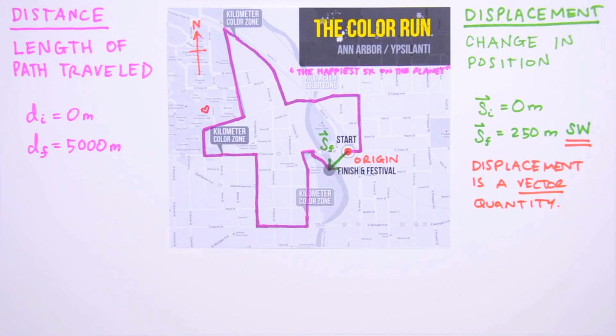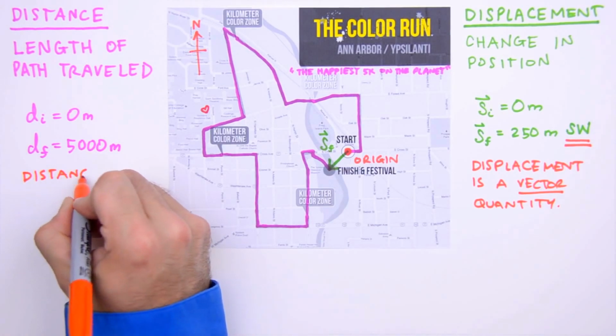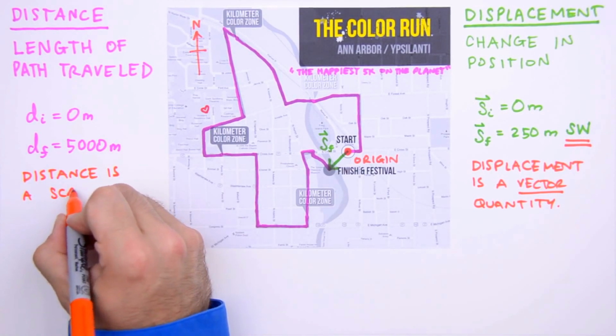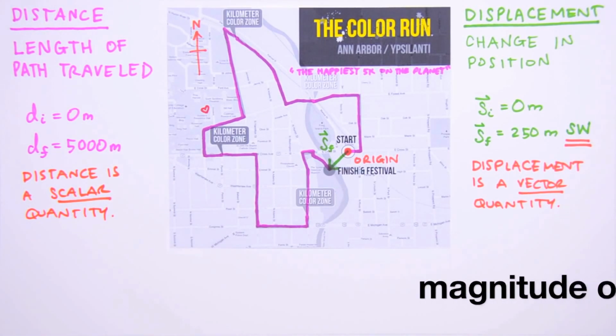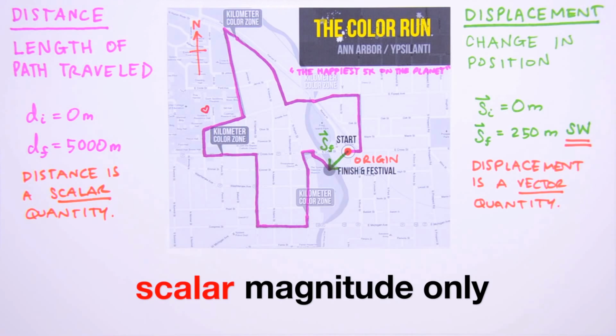We indicate a vector quantity graphically by drawing an arrow, the length of which represents the magnitude of the vector. A vector is indicated mathematically, you guessed it, by drawing a tiny arrow above the variable representing the vector. Distance, on the other hand, is not a vector quantity because it lacks directional information. Distance is what we call a scalar quantity, a quantity describing magnitude only.